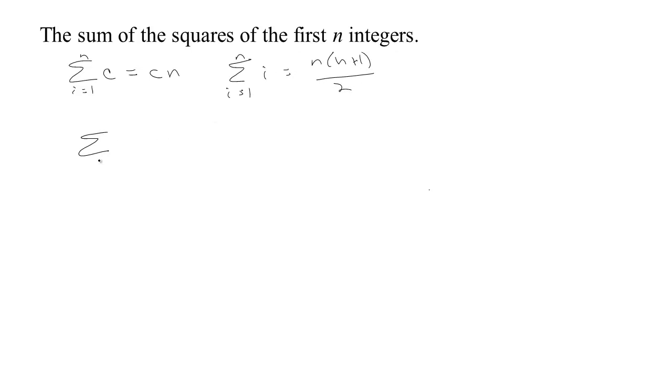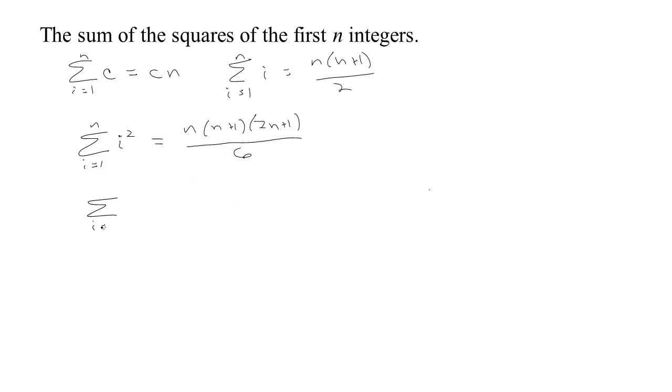Turns out there's also a formula for the sum of the first n squares. It takes a little experimentation and then a clever proof technique called induction to show that this is true, but this sum is n times n plus 1 times 2n plus 1 all over 6. You can check that it works.